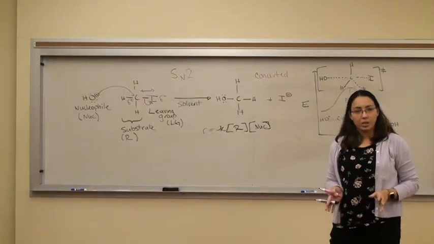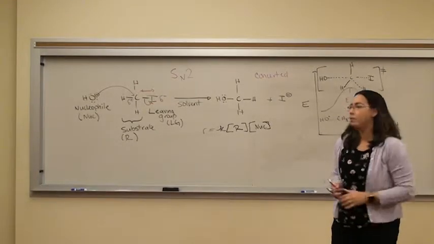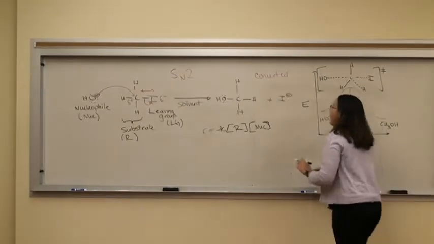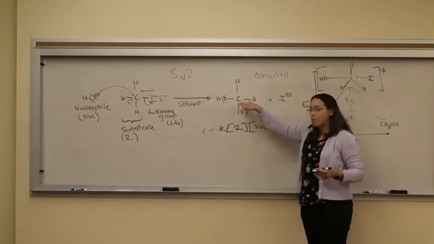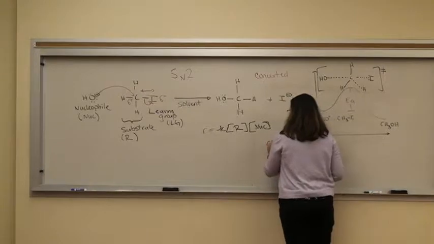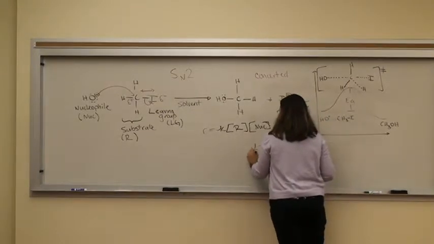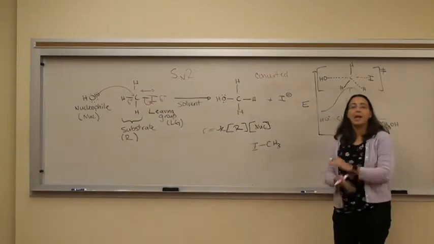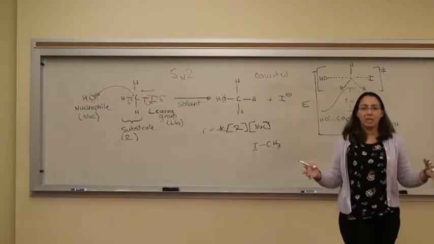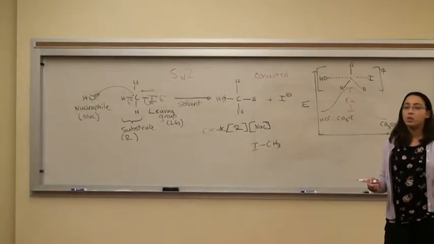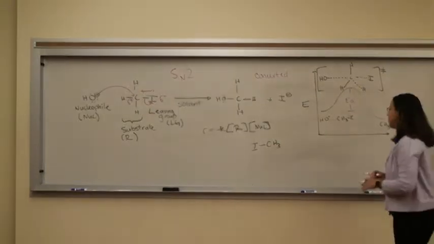So the first parameter that we're going to study is the substrate. Within the substrate, we're going to study the carbon first. This carbon that I drew is a methyl. It is a CH3. It's the carbon that has the least possible steric hindrance. But carbons come in all shapes and sizes.